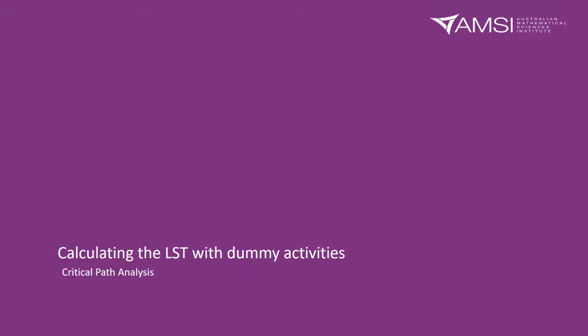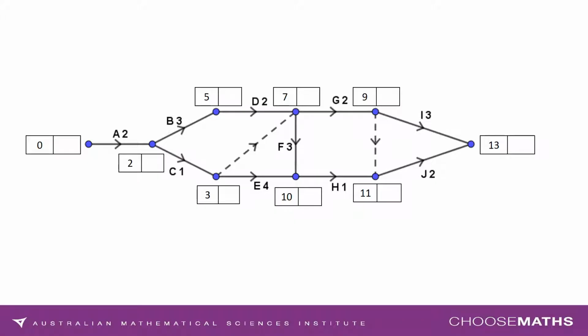We'll now look at calculating the latest starting times on our activity network that includes dummy activities. Here are our earliest starting times already completed, and our stopping vertex, our last vertex, will have the same duration as the earliest, which is 13. To calculate working backwards, to get to the beginning of J, there is only one path. So 13 take away the duration of J2 gives us a latest starting time of 11.